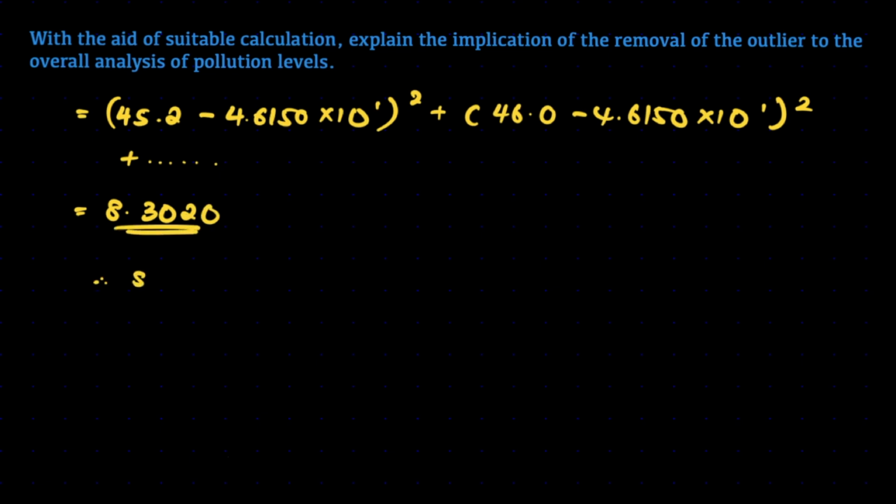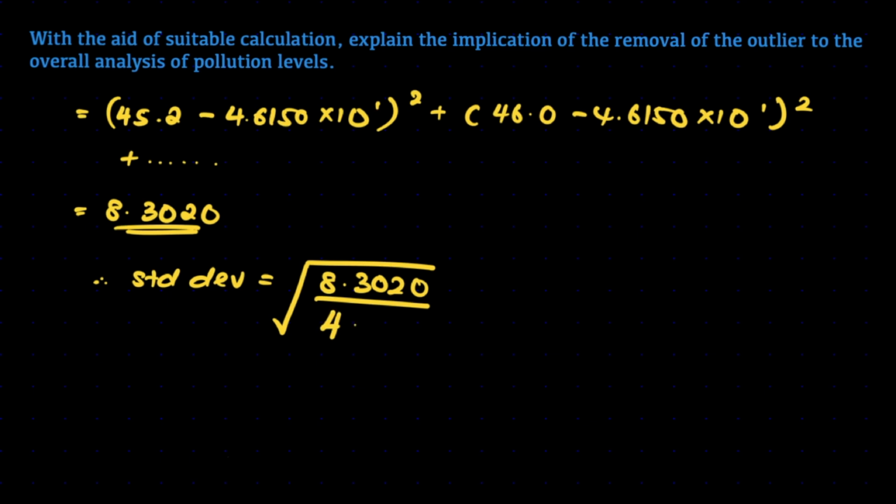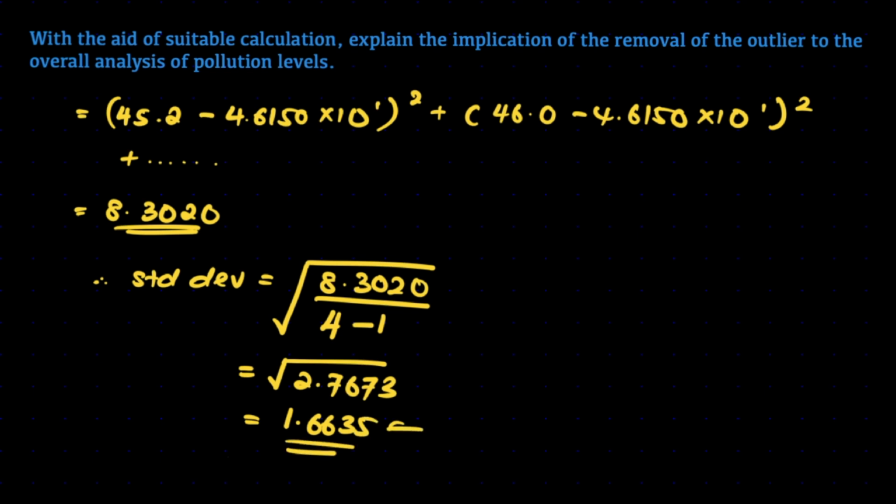Hence you can calculate the standard deviation. The standard deviation is equivalent to the summation value just now, 8.3020 divided by your n, where n is 4 minus 1. So you will get the square root of 2.7673. Therefore, your standard deviation should be 1.6635. This is the standard deviation after the removal of your outlier.